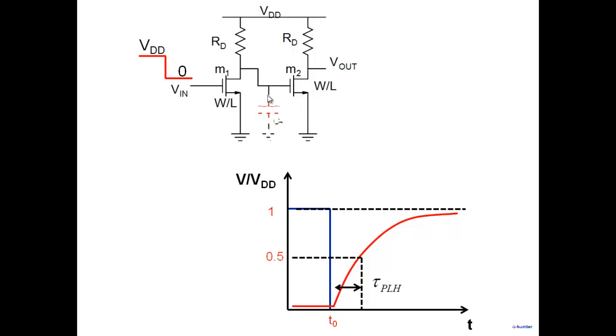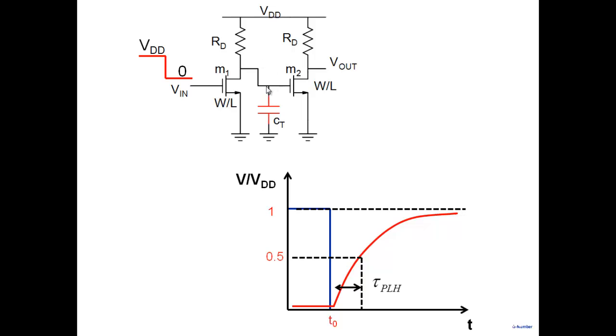And why is it taking time? Because I have a capacitance here, and this node has a capacitance. This node has to be charged up to VDD. The capacitance has to be charged up, and it's charging up through RD. That's the reason for this delay here. And that's the reason why I've drawn sort of an exponential here, because CT is being charged by RD.